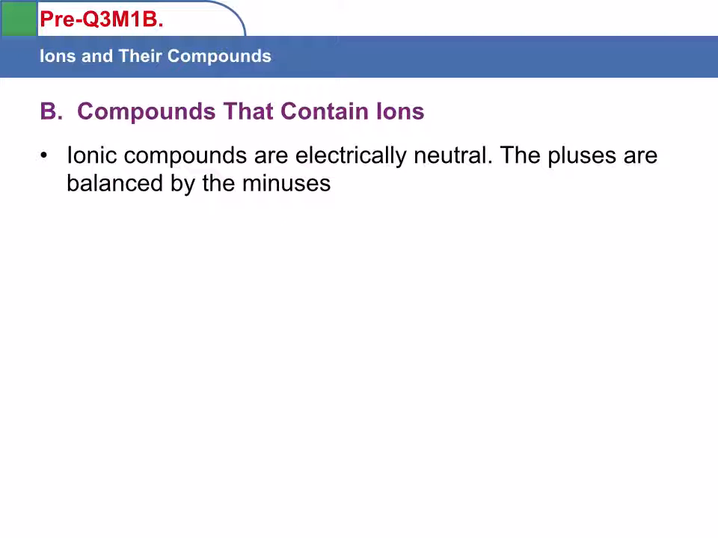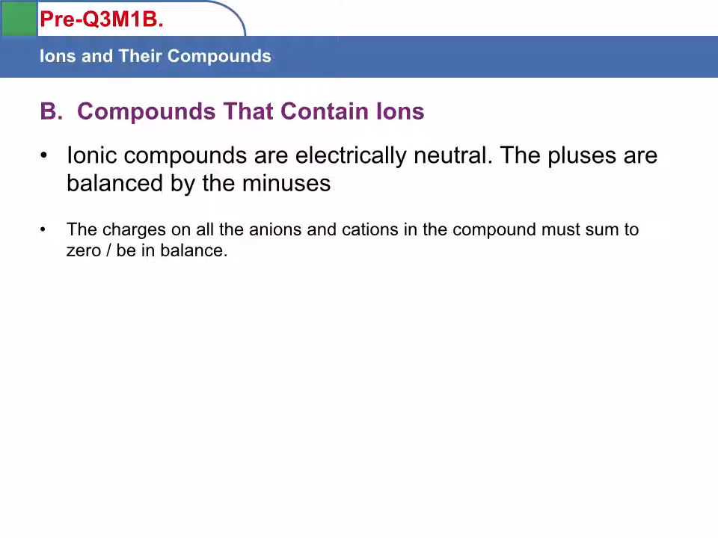Ionic compounds are electrically neutral, so you have an atom that has a positive ion and an atom that has a negative ion, so a cation and an anion. They join together, so overall everything is balanced. The charges on all the anions and cations sum up to 0, so you'll have a -2 balanced with a +2.